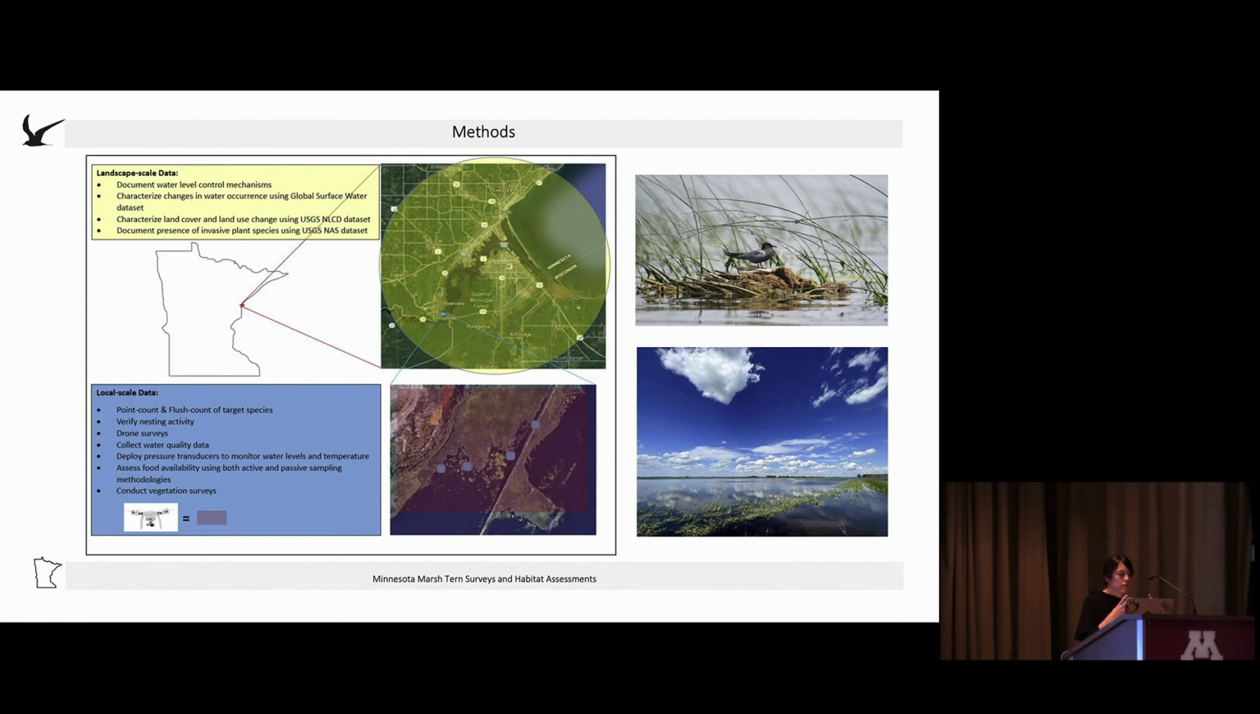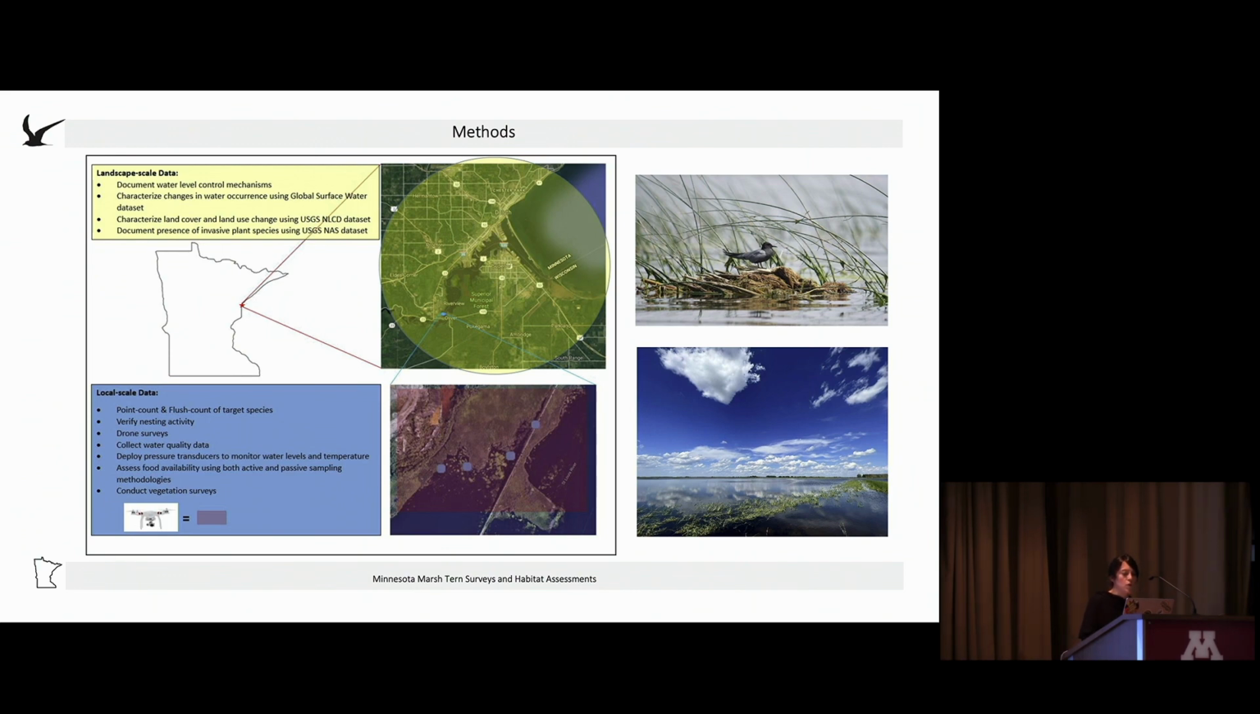And then for local scale data, we'd go to the site, and the information we'd collect there would be point counts and flush counts of the target species. If possible, we'd verify nesting activity. Of course, if we find a nest, then we would mark that location, but also we could interpret breeding based on behavior, even if a nest wasn't found.